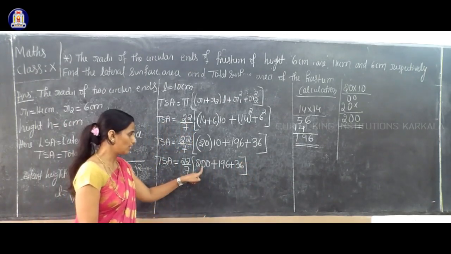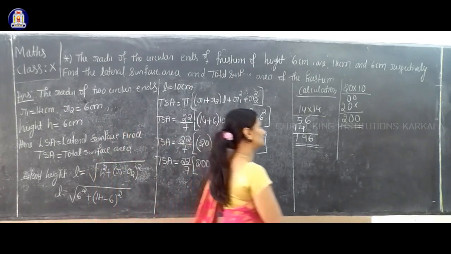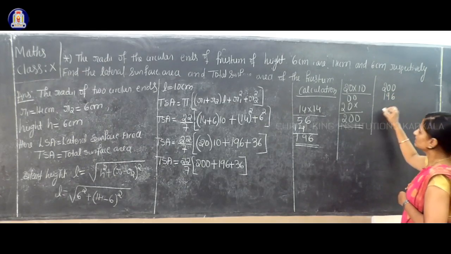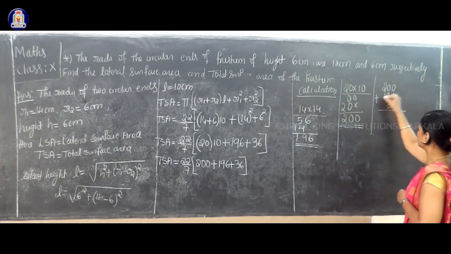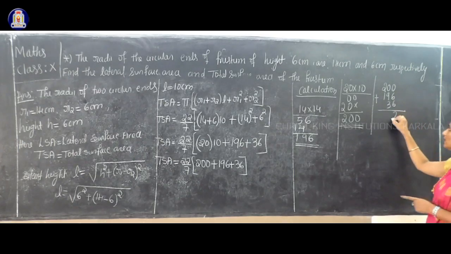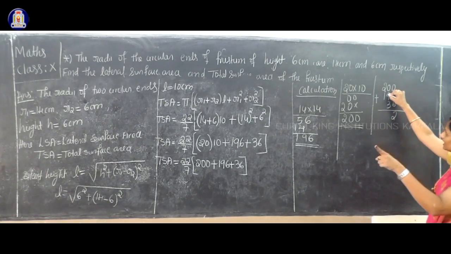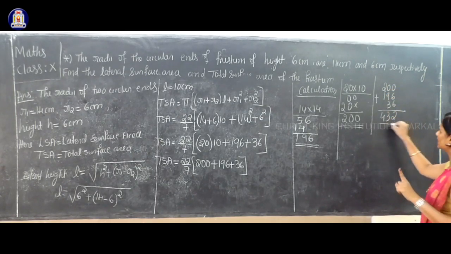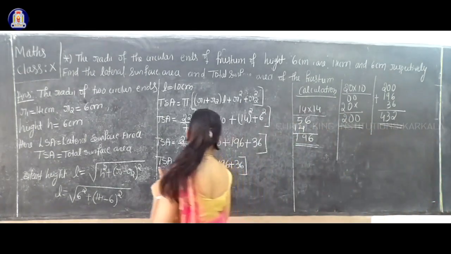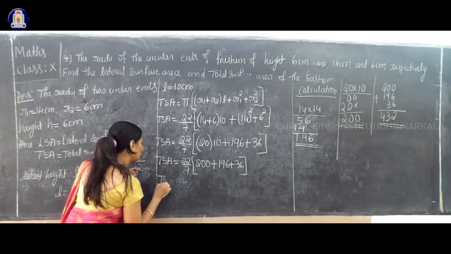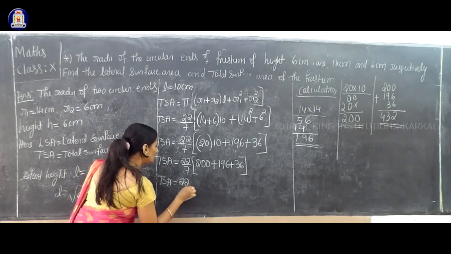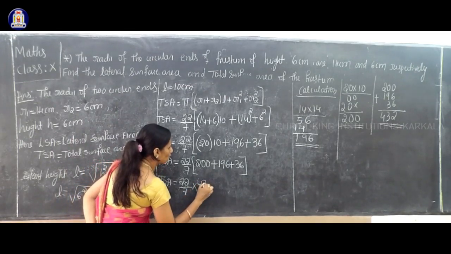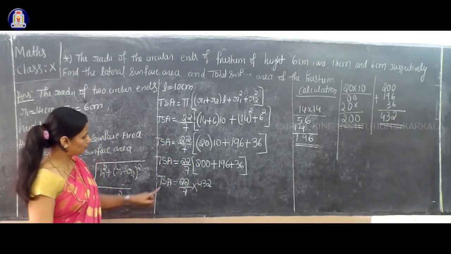So now add this, 200 plus 196 plus 36 addition. So 0 plus 6 plus 6, 12, 1 carry. 9 plus 1, 10, 10 plus 3, 13, 1 carry. 2 plus 1, 3, 3 plus 1, this carry is 432. So the answer is, total surface area is equal to 22 by 7 into 432. Correct? No?